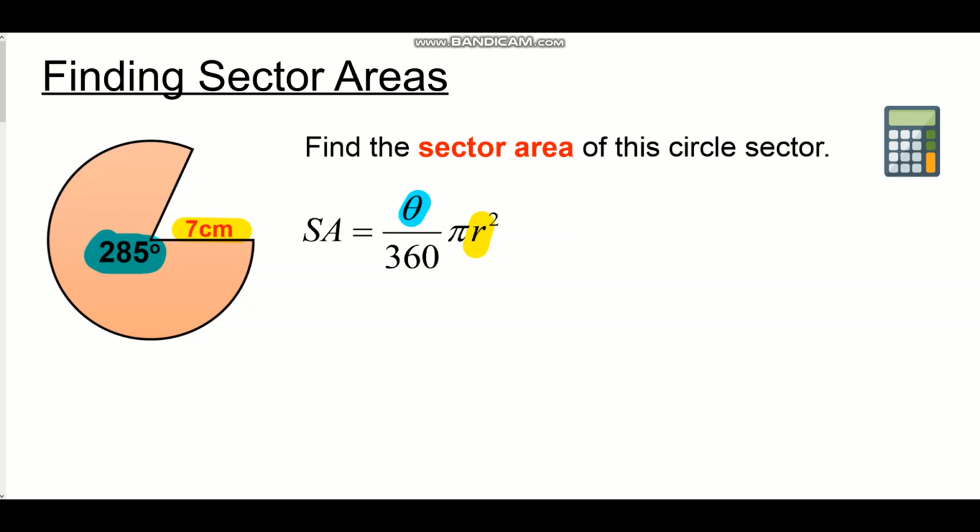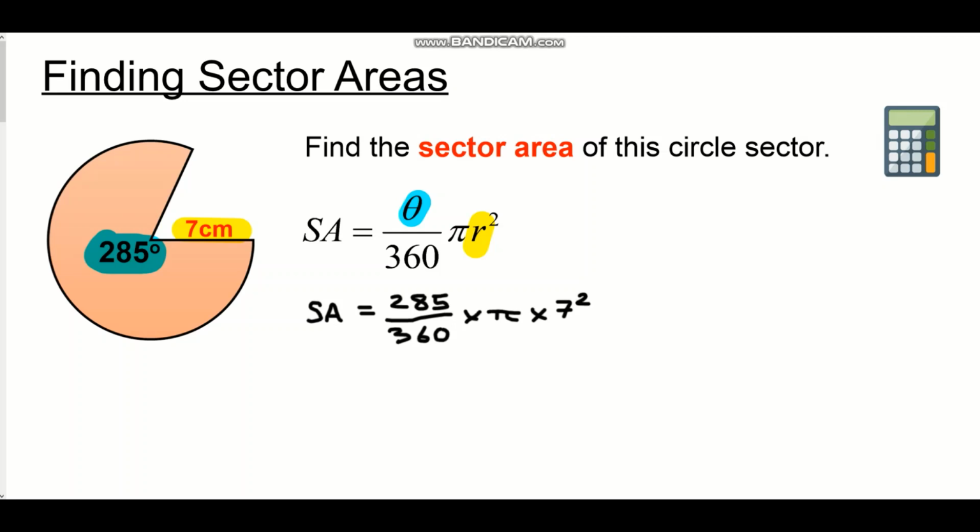So just to change to a pen, here we go. Sector area, putting in my numbers, is equal to 285 for my internal angle out of 360. That's what a full circle has in degrees. So that's the fraction of your circle that you're going to be finding the area of. Then we're multiplying that by pi and multiplying that by the radius squared.